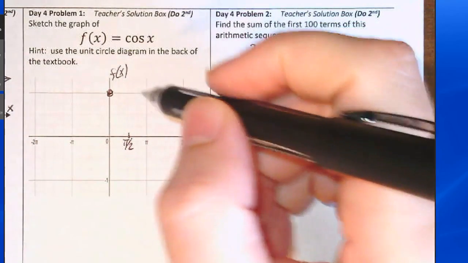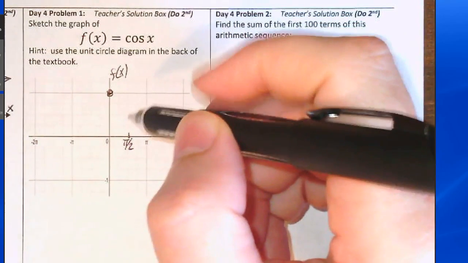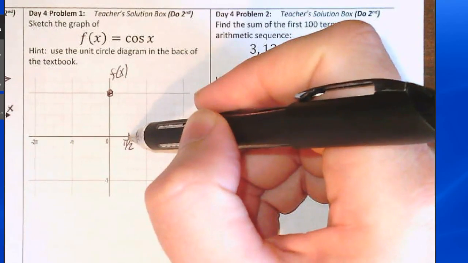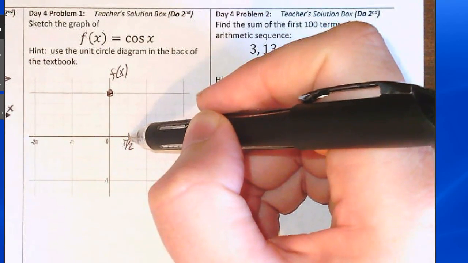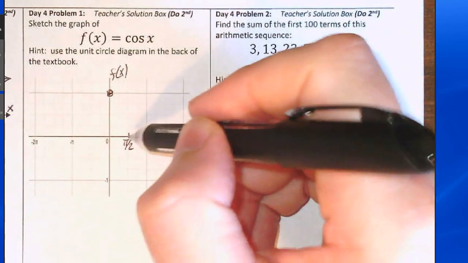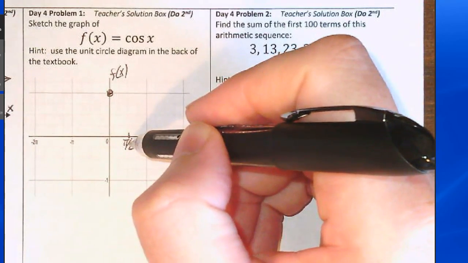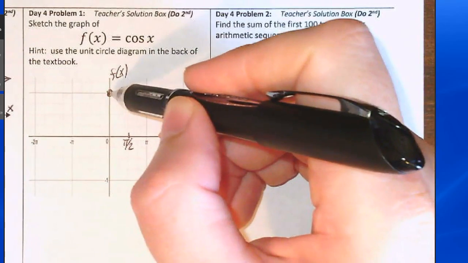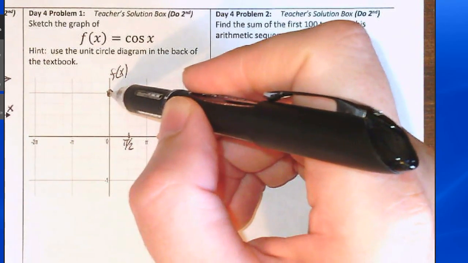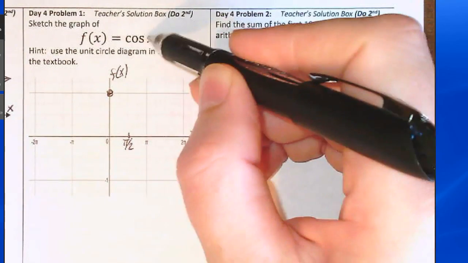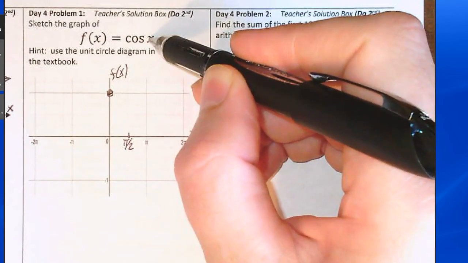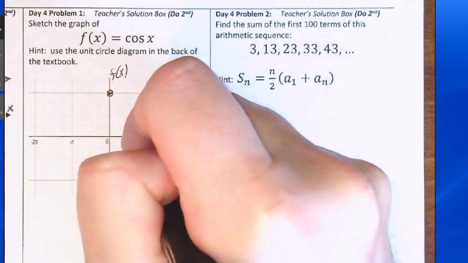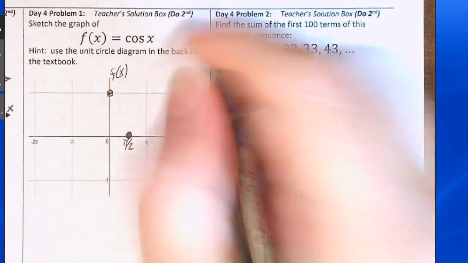Pi over 2 on the unit circle is at the very top of the unit circle. Pi over 2 radians corresponds to a 90-degree angle. No doubt you're more familiar with angles measured in degrees. And the x-coordinate of that dot at the top of the unit circle is 0. So the cosine of pi over 2 radians is equal to 0, and that dot is right here.